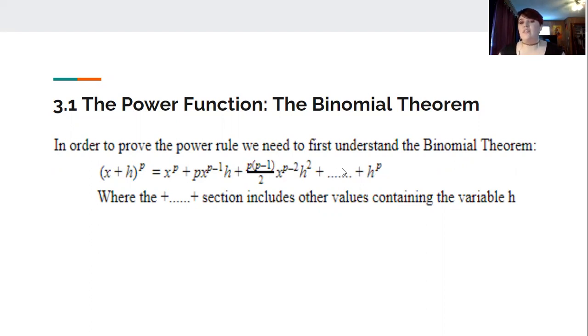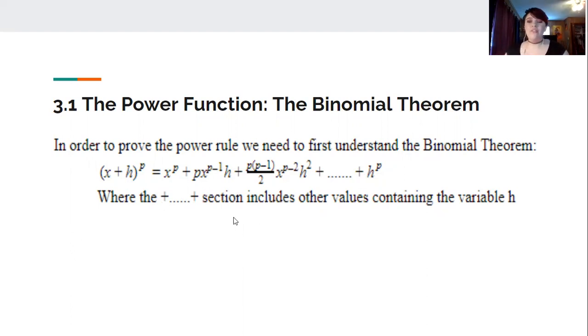So these all have an h in it. All of this section has the variable h in it. And it's okay to write it as plus ... plus h to the power of p, because we will eventually be plugging in h into our equations, and when we plug in h as a limit, usually is 0.